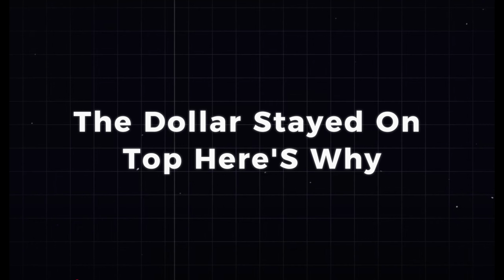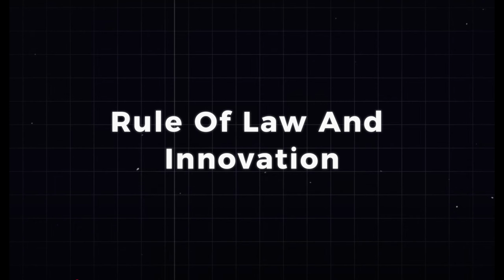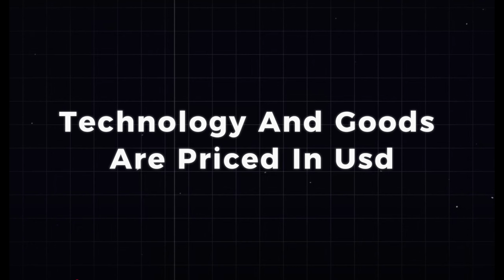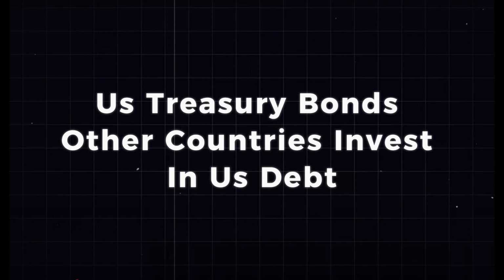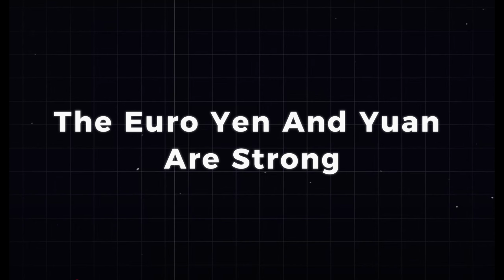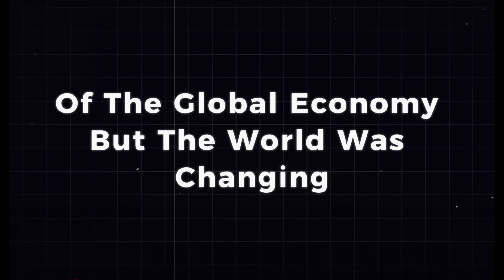Even after losing gold backing, the dollar stayed on top. Here's why: trust in the US economy. The US has strong institutions, rule of law, and innovation. World trade uses dollars. Oil, technology, and goods are priced in USD. US Treasury bonds: other countries invest in US debt. It's considered safe. Military power and global influence: the US has military bases across the world. No better option: the euro, yen, and yuan are strong, but none have global trust. The US dollar had become the center of the global economy.